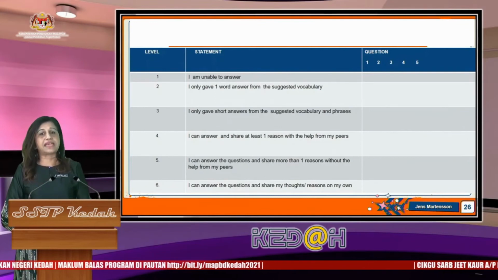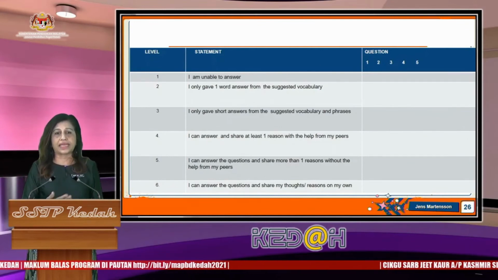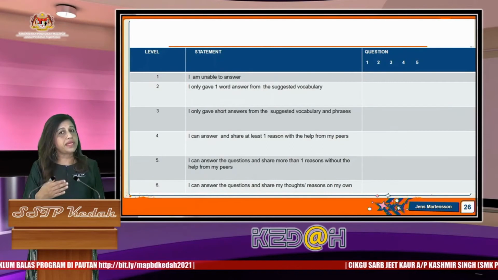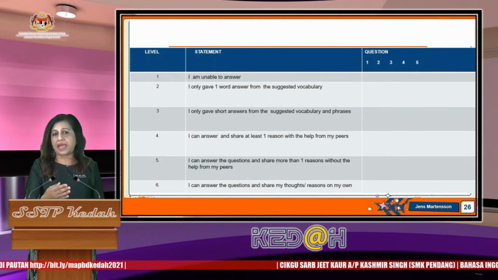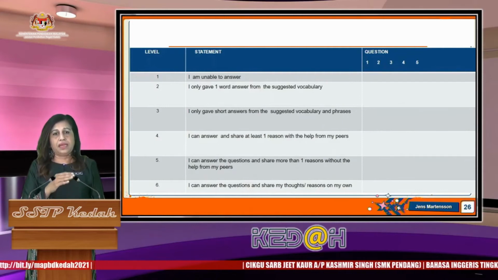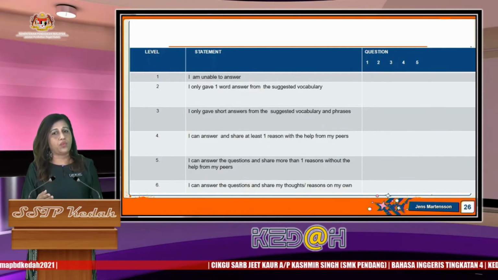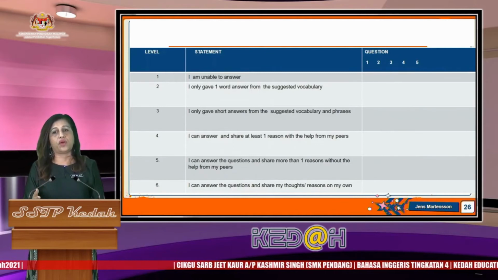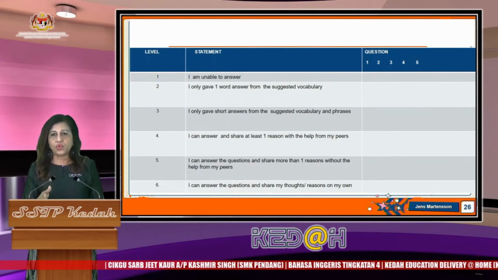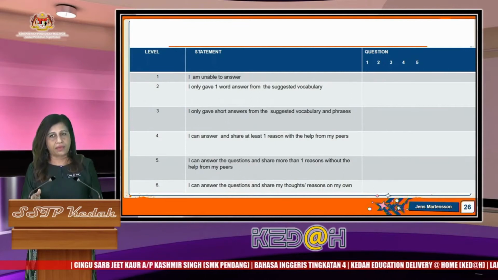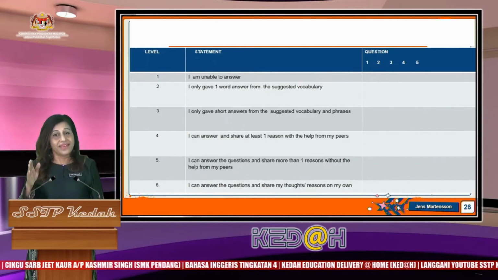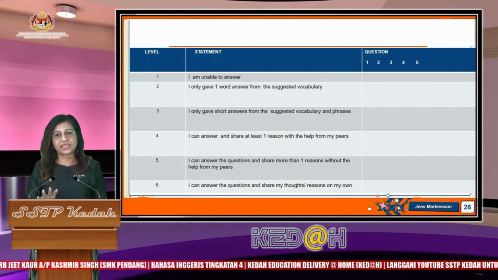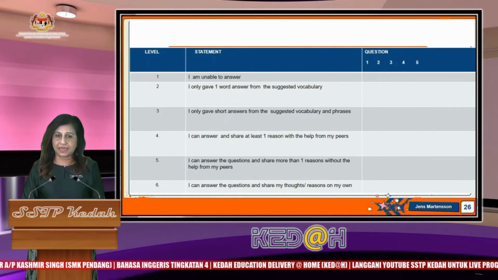Now, this is my sample of a self-assessment checklist. Why did I do a very simple self-assessment checklist? At level 1, I am unable to answer. Level 2, I only gave one word answer from the suggested vocabulary. The last column is written question 1, 2, 3, 4, 5. Why did I write question 1, 2, 3, 4, 5? Well, in the textbook, there are 5 questions that pupils need to answer.